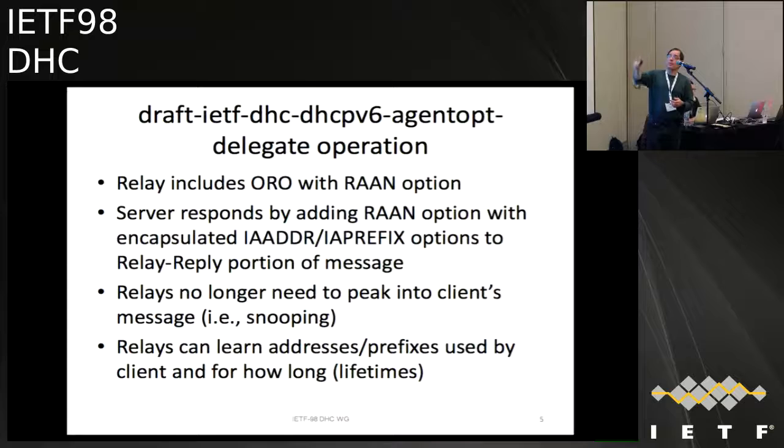So it works pretty simply. The relay agent includes an ORO with a relay agent option, and the server responds by adding the option with any of the IA addresses or IA prefixes that have been assigned to or removed from the client. And the benefit is relays no longer need to peek into the client's message. Next.